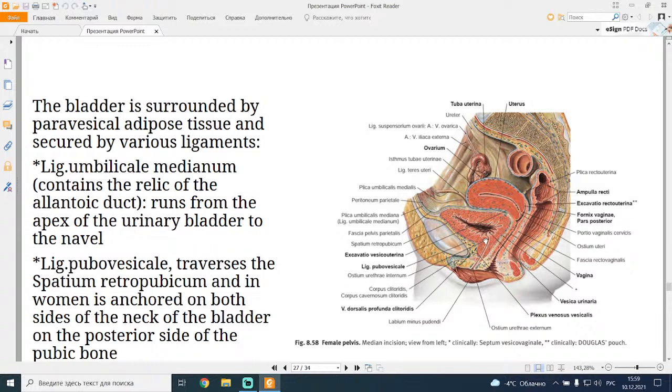traverses the spatium retropubicum, and in the woman is anchored at the side of the neck of the bladder on the posterior side of the pubic bone. Pubic bone. What you see? Ligamentum pubovesicale, ligamentum umbilicale medianum.